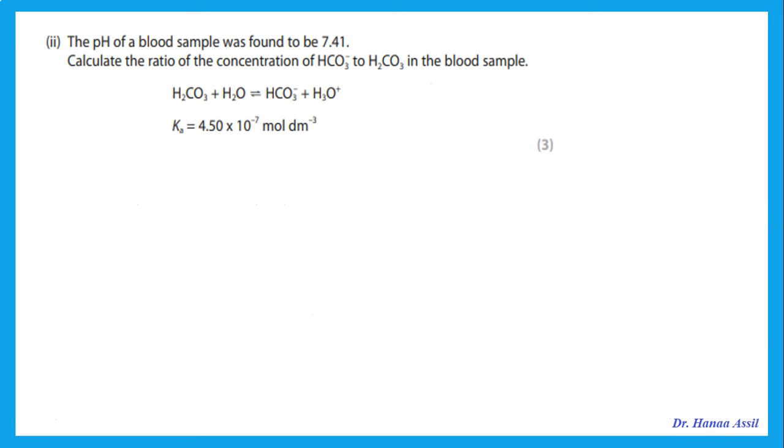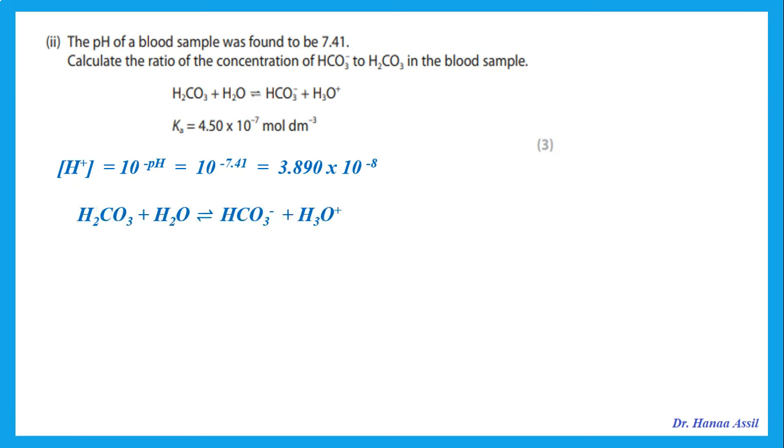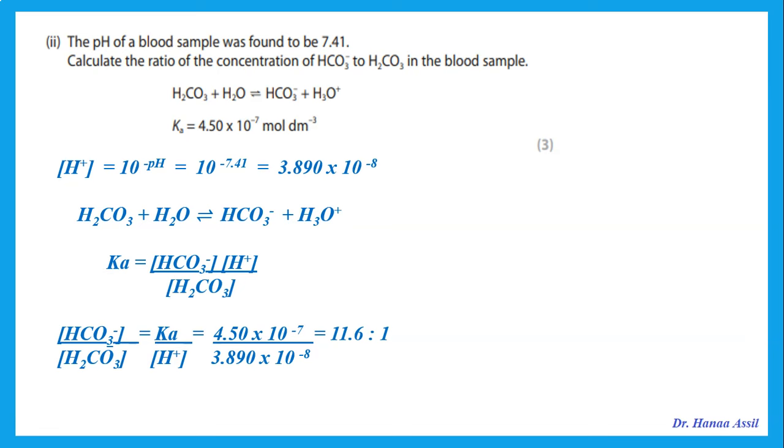The pH of a blood sample was found to be this. Calculate the ratio of the concentration of HCO3- to H2CO3. We have this equation and we have this Ka. So if we have the pH, I can get the concentration of H+ ions, 10 to the minus pH. And then in this equation that he gives me, the Ka is HCO3- times H+ over H2CO3. Remember, we do not include water in the expression for Ka. So from that, I have the Ka and I can get the ratio of the concentrations of HCO3- to H2CO3.